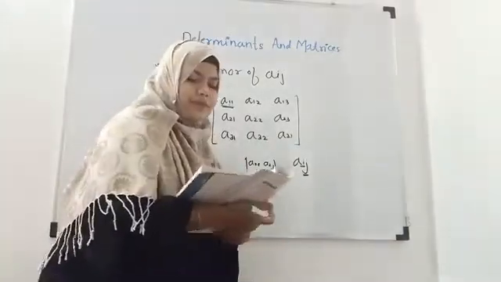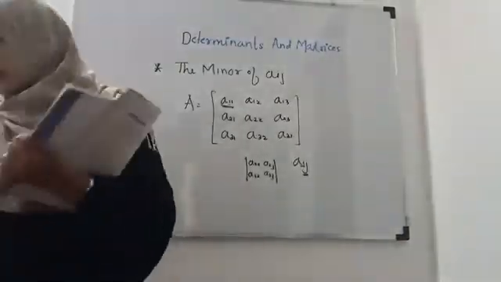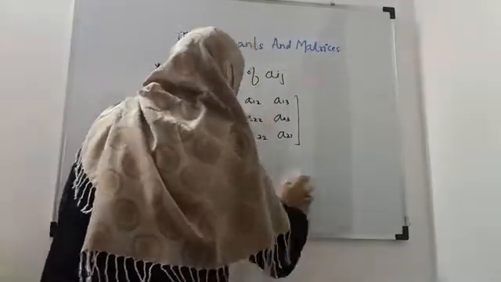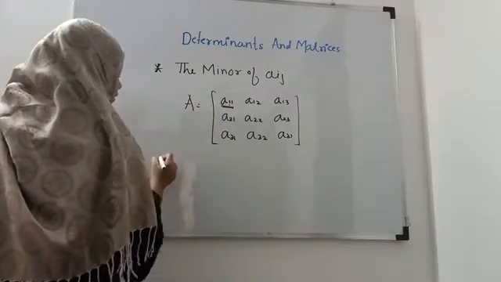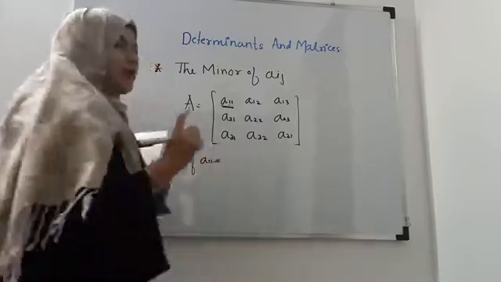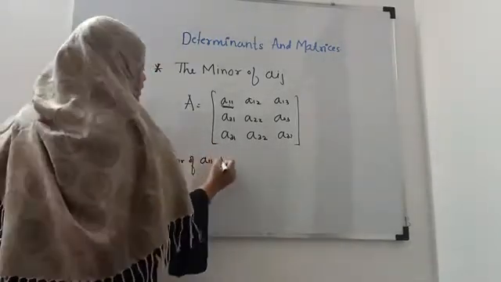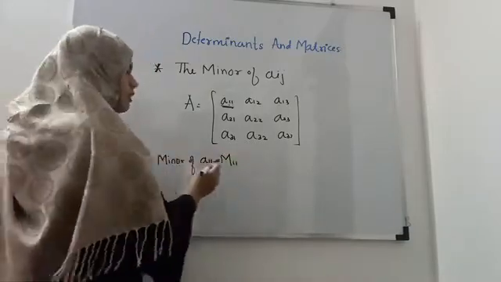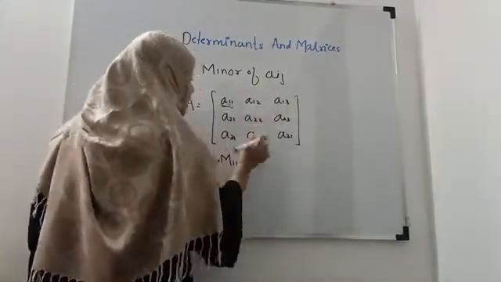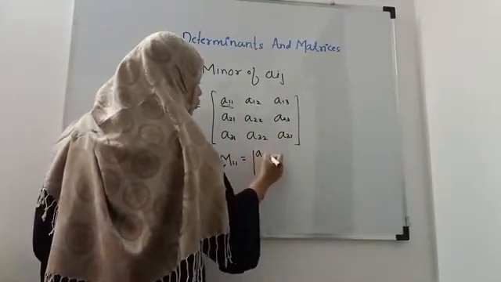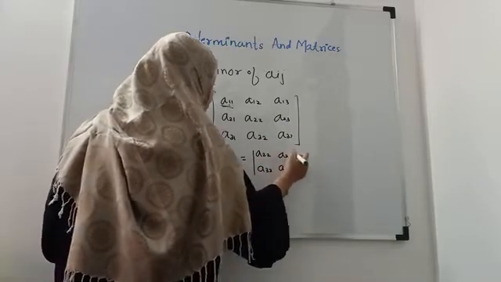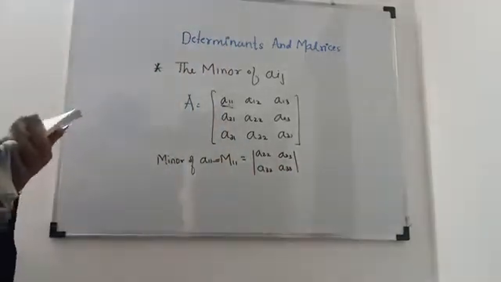Here the minor of A11 will be denoted by M11. Minor is denoted by capital M. M11 equals: for 1 1 you have to eliminate the first row and the first column. The remaining entries are A22, A32, A23, A33. So this is the minor of A11.